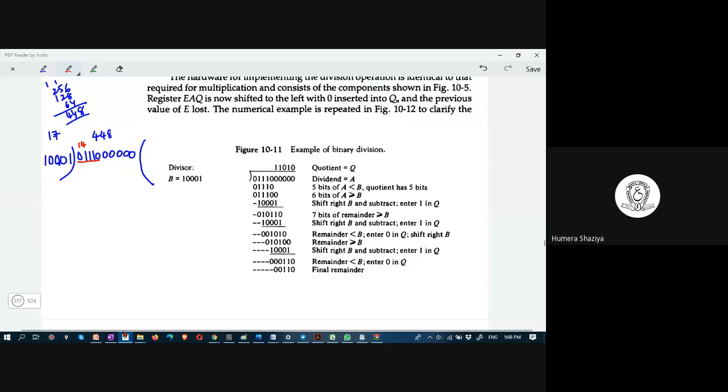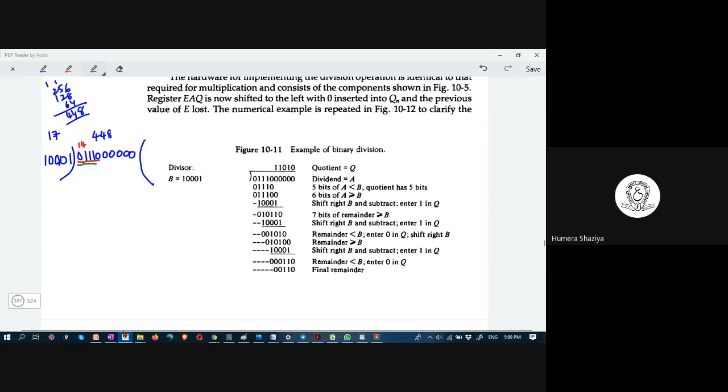Is 0, 1, 1, 1, 0 greater or smaller than 1, 0, 0, 0, 1? Smaller. Smaller means what do we have to do? We shift it. Shift means we consider the next bit. Students, do you understand this? When the 5 bits are smaller than the 5 bits of the divisor, you have to consider 6 bits of the dividend. Consider 6 bits of the dividend now.